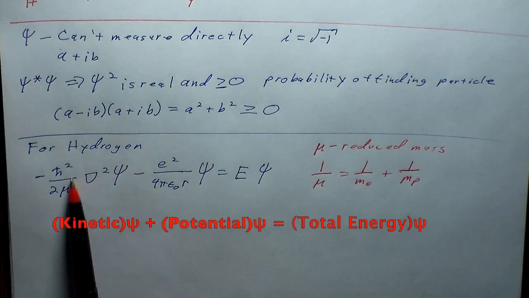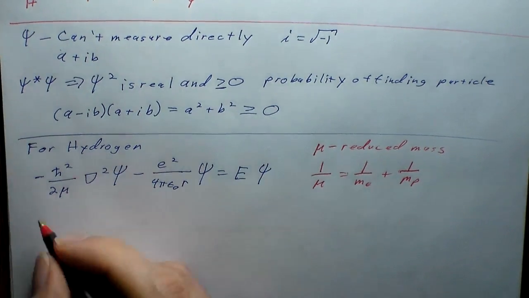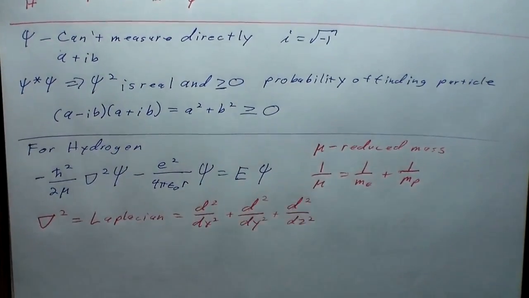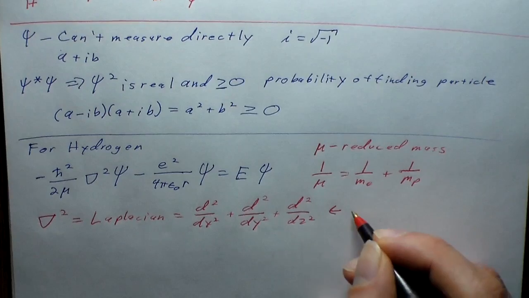Over here, the del squared, this is what is called the Laplacian. And this is equal to... So you may have seen that. Basically, this is just a little shorthand for this one. And this is going to be in Cartesian coordinates.